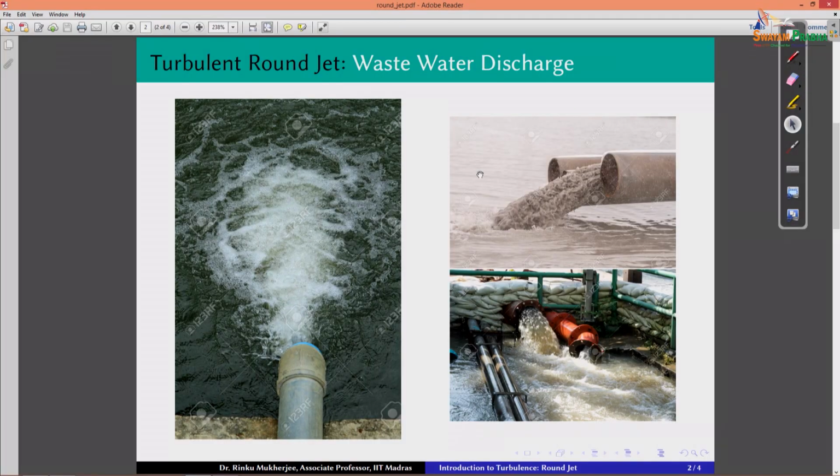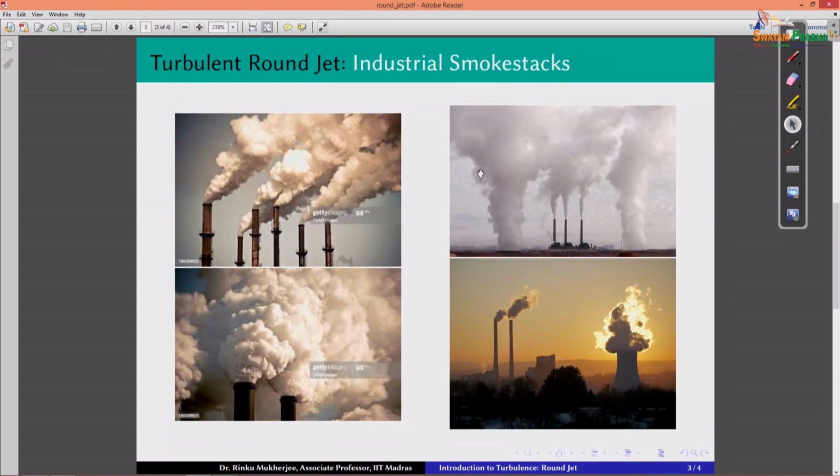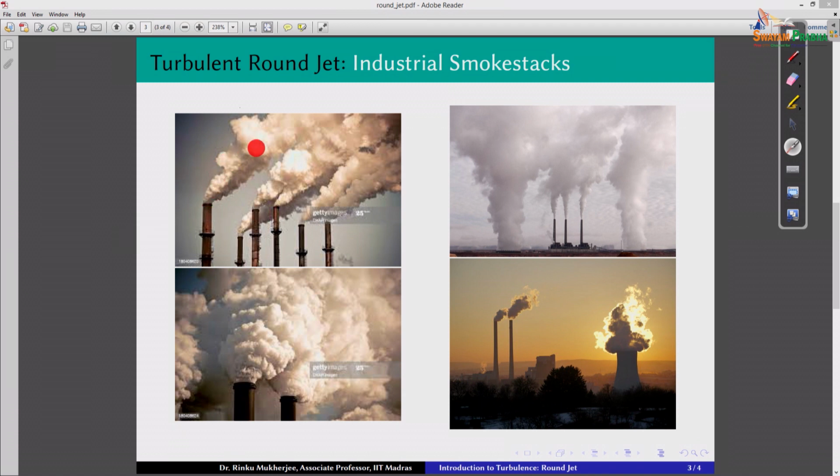So I'll just stop by looking at the pictures one more time. These are jets, turbulent jets, as you can see. If you look at this picture here, you have fumes which are coming out of this jet. So this is a turbulent jet.